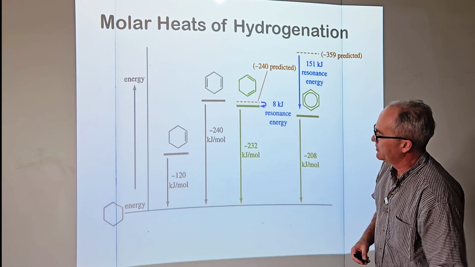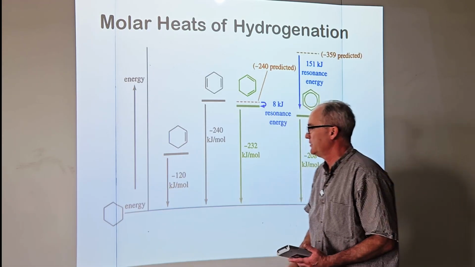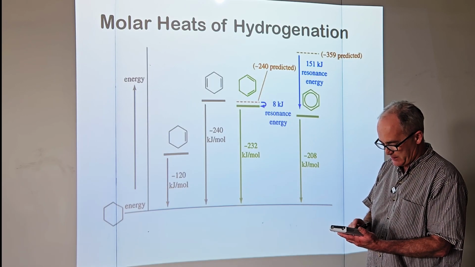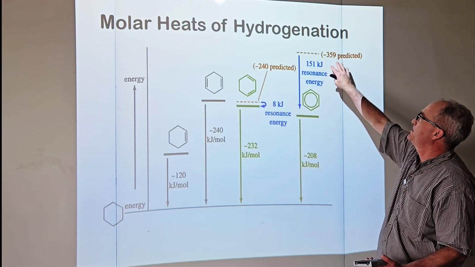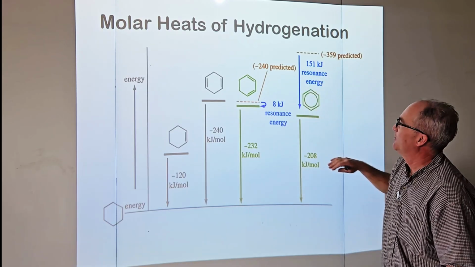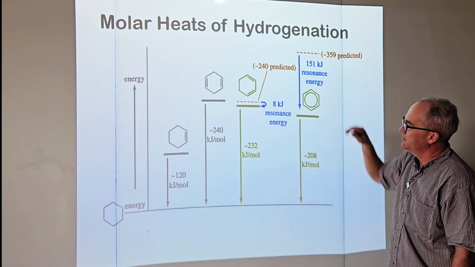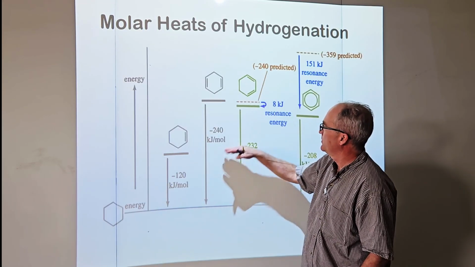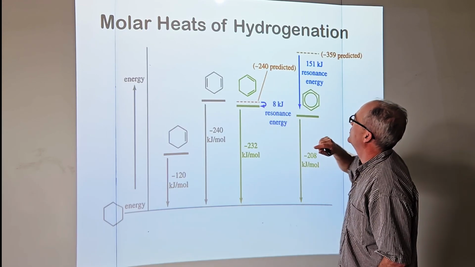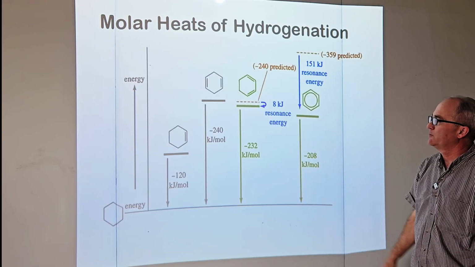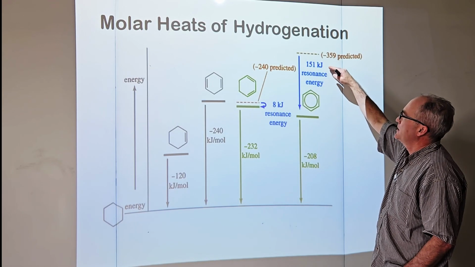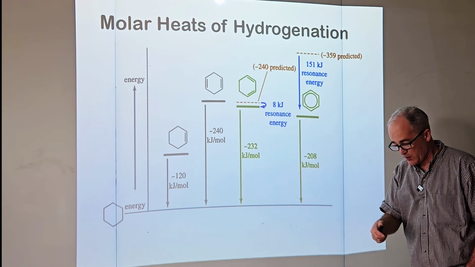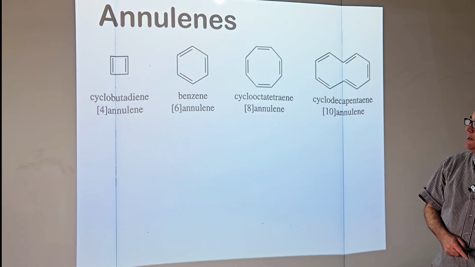So how do we get to that predicted value? Well, here's a double bond. Let me just go 120 times 3, since I have 3 of them. My calculator says 360. That's pretty close. So here's what's predicted. Well, maybe because it's going through this, here's some resonance energy. Here's what we observe when we hydrogenate benzene. So we say this is how much benzene is stabilized by resonance.